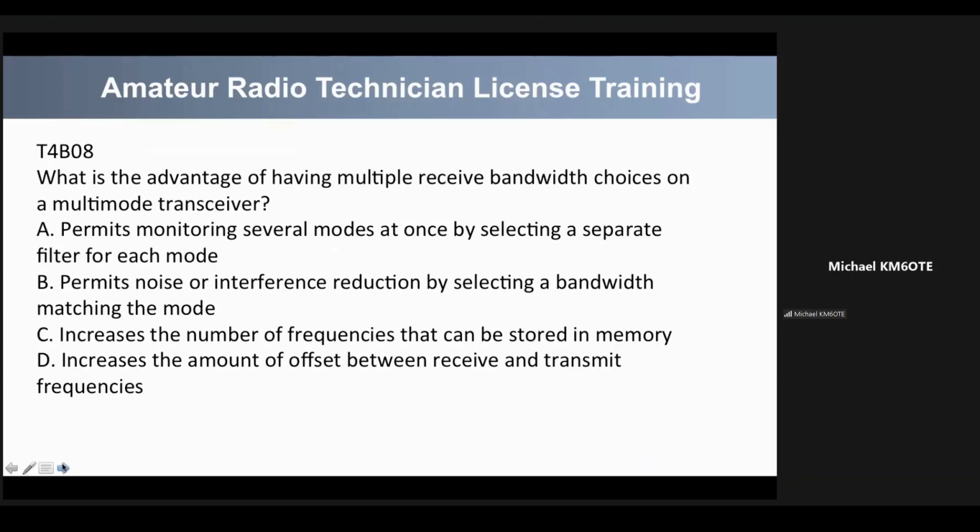This is going back a couple of sessions, but what is the advantage of multiple receive bandwidth channels for a multi-mode transceiver? Permits monitoring of several modes at once, selecting a separate filter for each one; permits noise and interference reduction by selecting bandwidth to match the mode; increases the number of frequencies that can be stored; increases the amount of offset between receive and transmit. Well, it doesn't have anything to do with the number of frequencies in memory or the offset. We're trying to reduce noise by separating, and so the right answer is B.